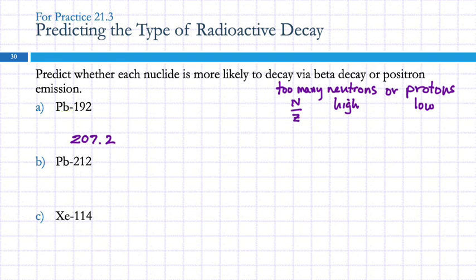We're looking at neutrons over protons. These guys have the same protons, right? Because that's what makes them lead. So if Pb-192 has a lower ratio, that means it's got not enough neutrons or too many protons. Does that make sense? So would that be beta decay or positron emission?